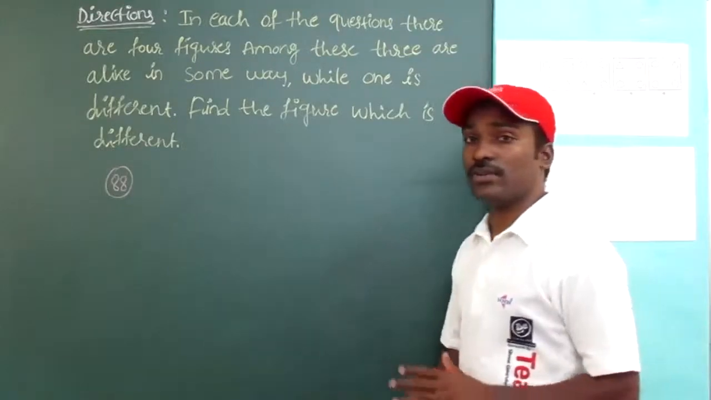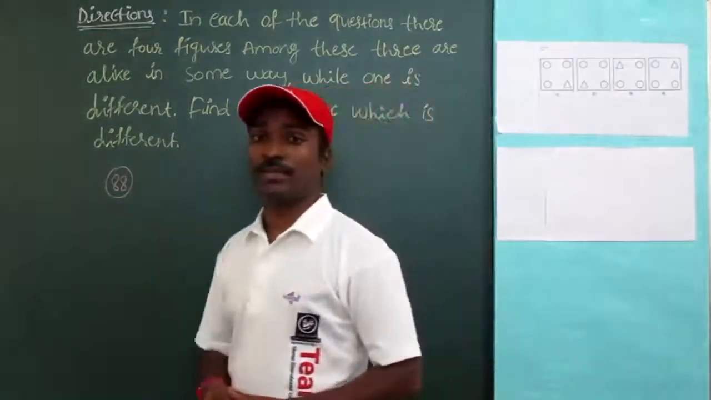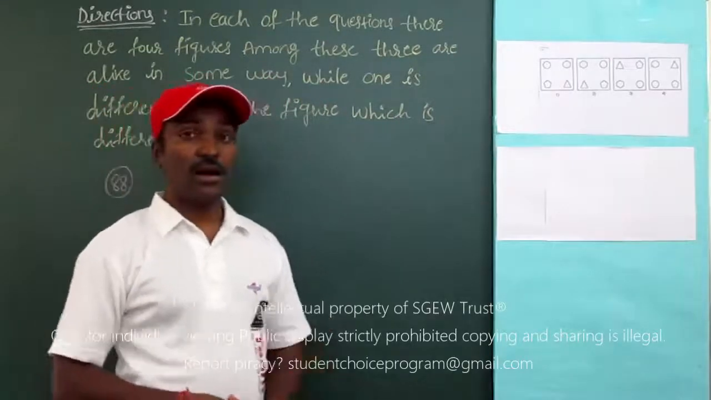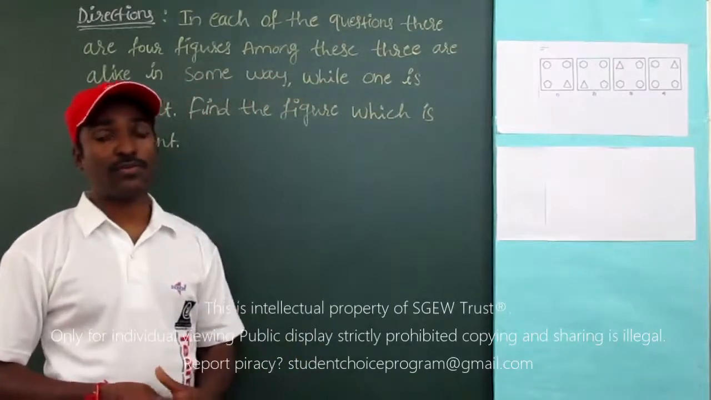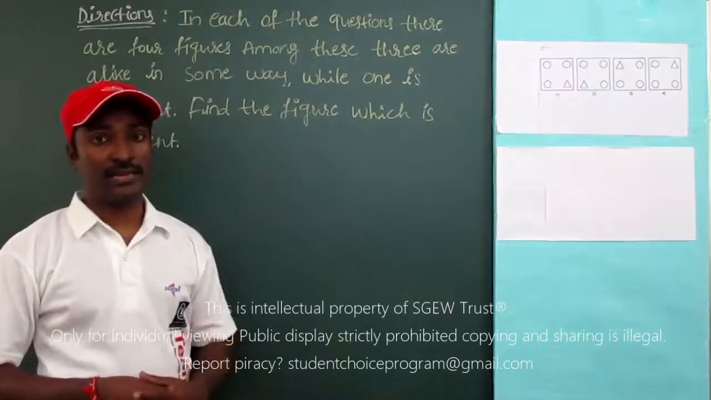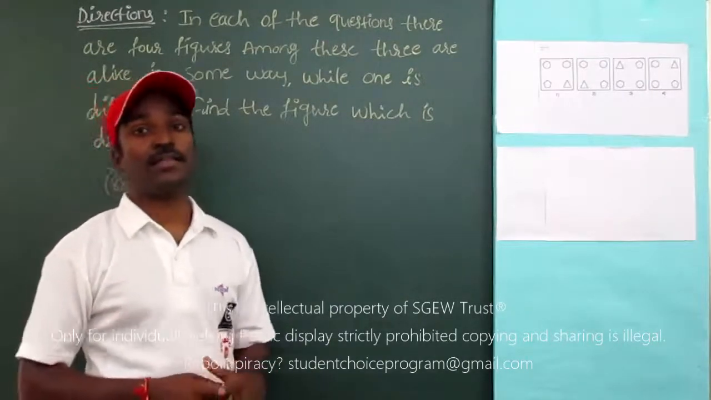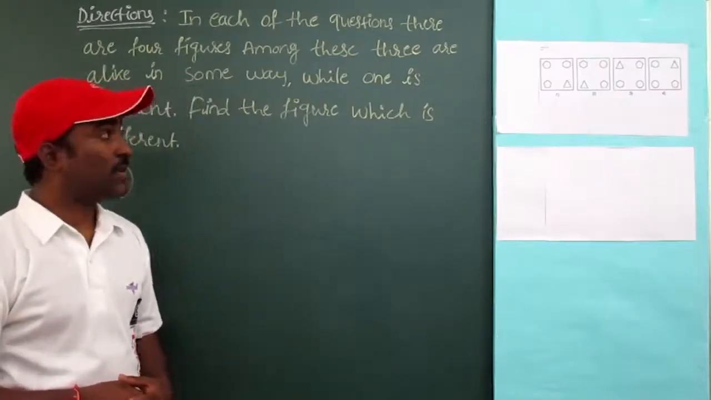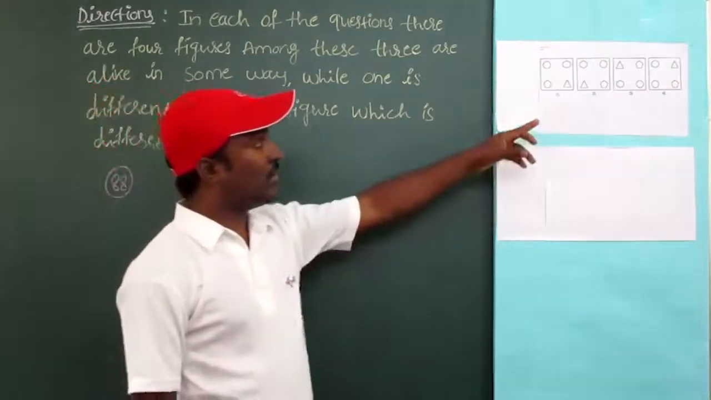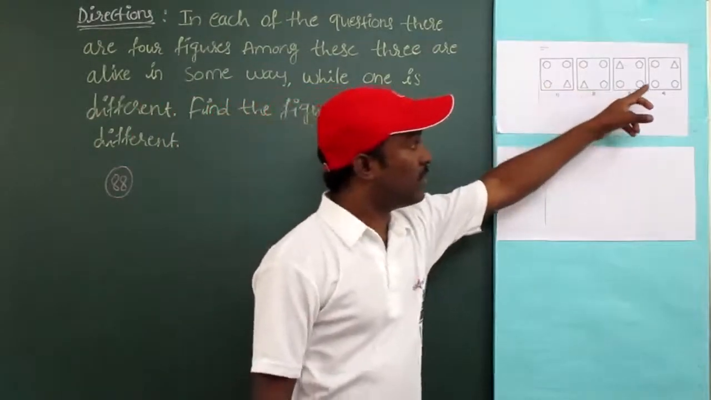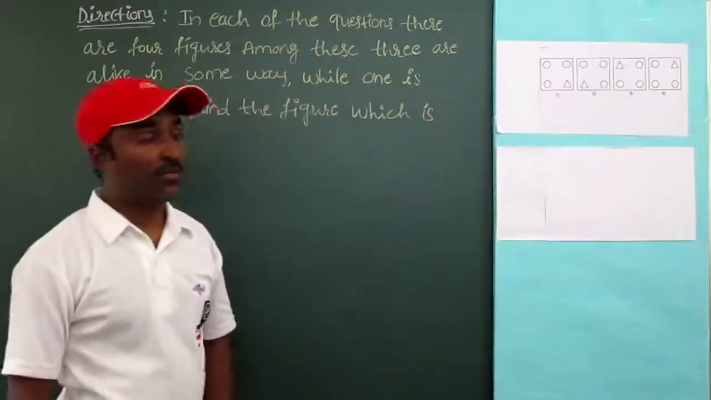So here they have given 4 figures. They are nothing but 4 options. Out of 4 options or 4 figures, 3 are alike in some way and 1 is different. We have to find that different figure. So here the given figures, this is first, second, third, fourth. So there are 4 figures.